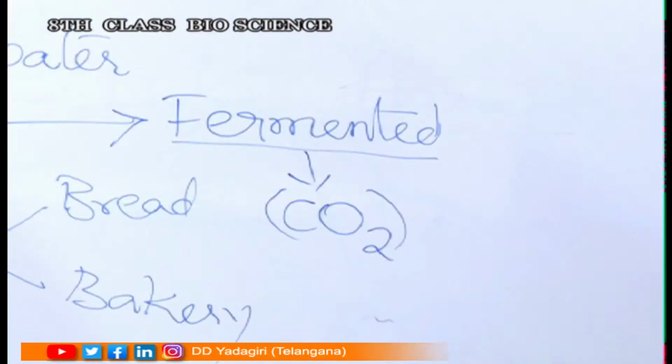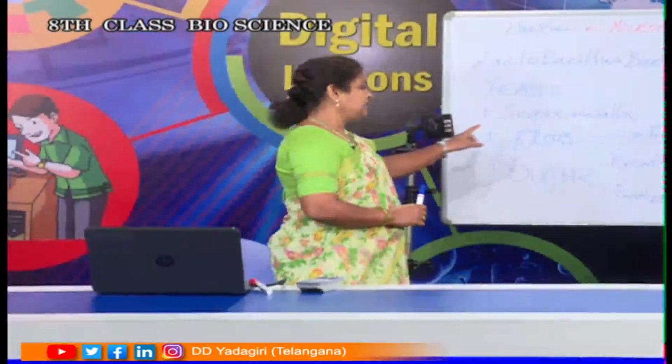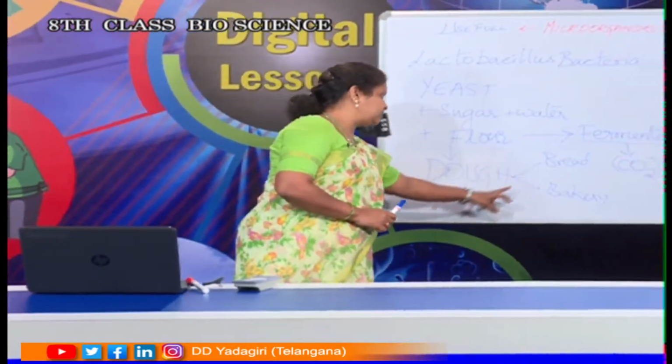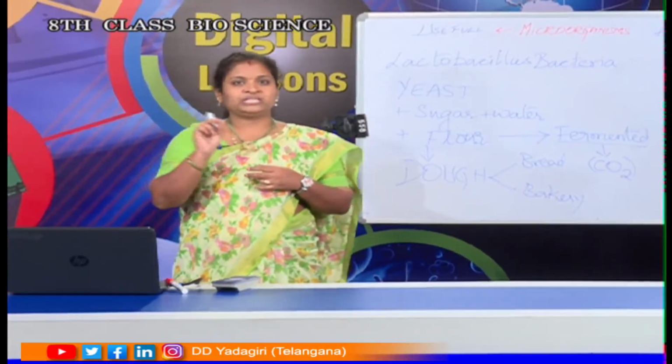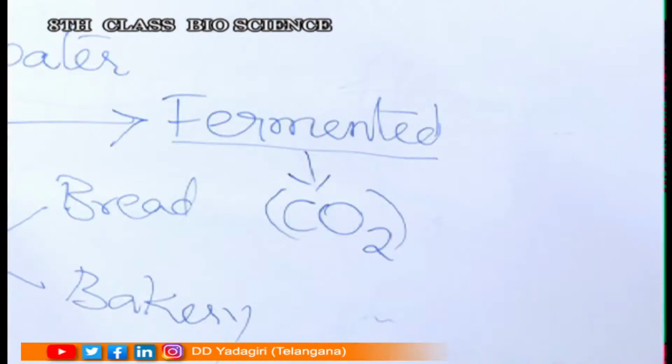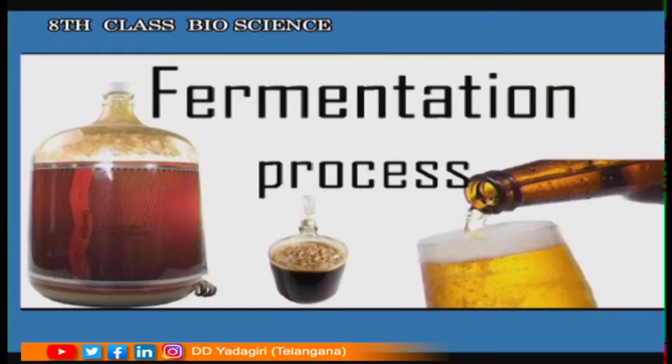Here the carbon dioxide is released during fermentation and the dough bulges, and that is why you are able to see pores in the bread. The fermentation process produces alcohol. This fermentation process is used commercially in the making of alcohol.